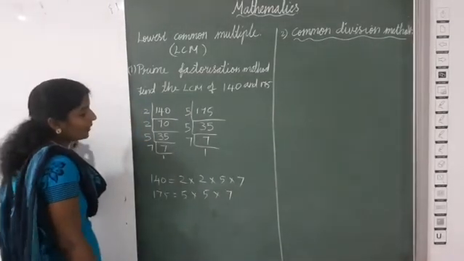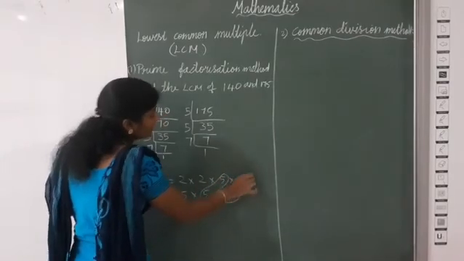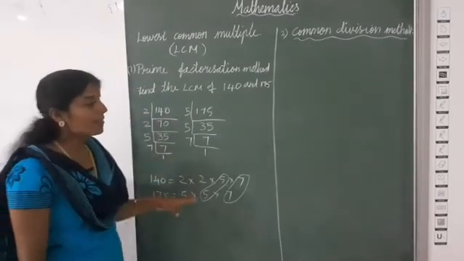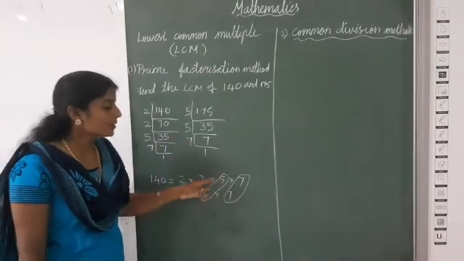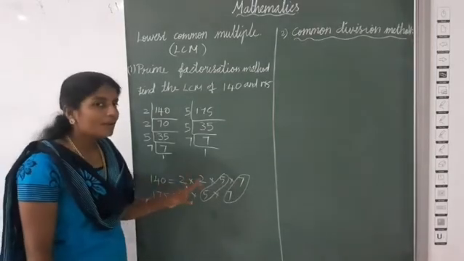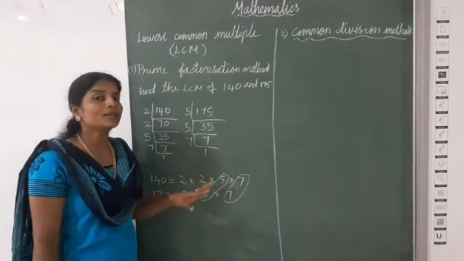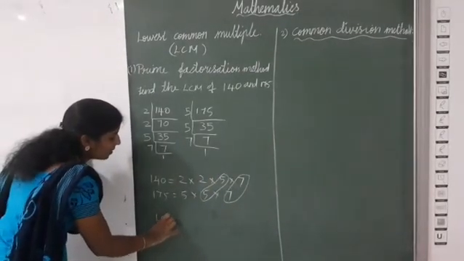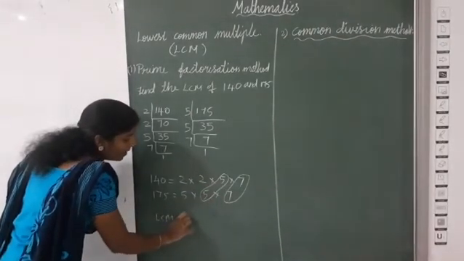Now here what are the common factors? 5 and 7, isn't it? What's the difference between HCF and LCM? HCF means the product of the common factors. But LCM means the product of the common factors into the product of the factors that are not common. Now we can write, therefore LCM is equal to, first we multiply the common factors 5 into 7.